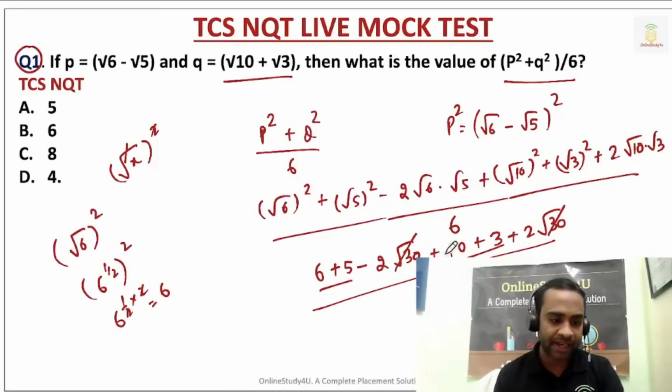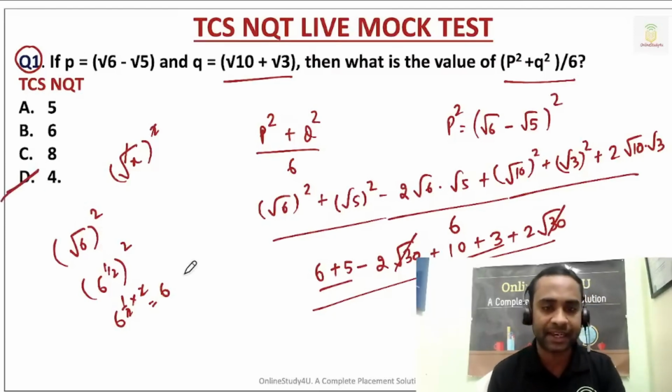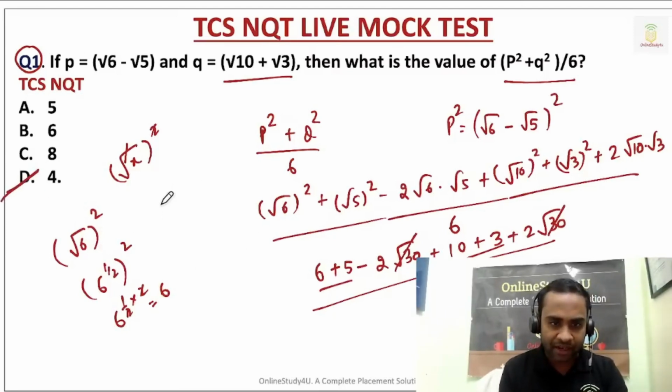So 4 will be the correct answer, not 6. Option D will be the correct answer, right? See, this question will take less than 1 minute.